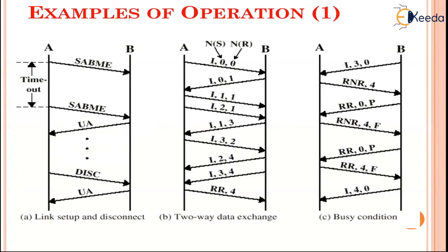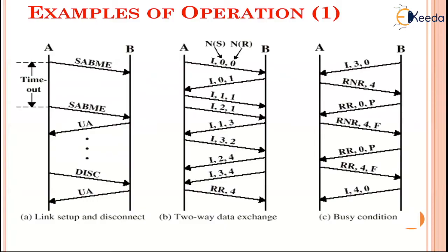Figure A shows the frames involved in link setup and disconnect. The HDLC protocol entity for one side issues an SABM command to the other side and starts a timer. The other side, upon receiving the SABM, returns a UA response and sets local variables and counters to their initial values. The initiating entity receives the UA response, sets its variables and counters and stops the timer. The logical connection is now active and both sides may begin transmitting frames.